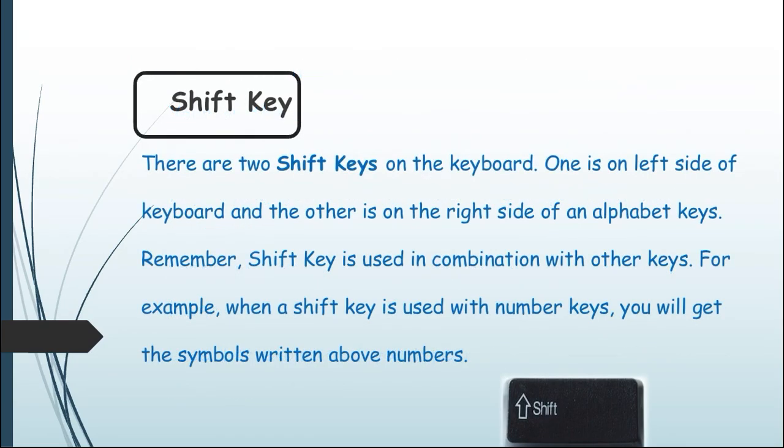Another key is the shift key. There are two shift keys on the keyboard. One is on the left and the other one is on the right. The shift key is used in combination with other keys. For example, when a shift key is used with numbers, you will get the symbols written above the numbers.